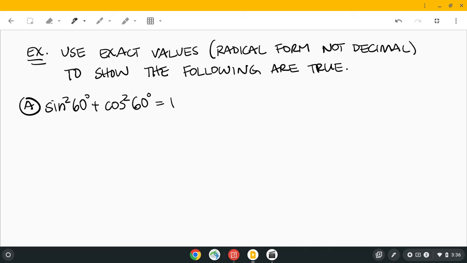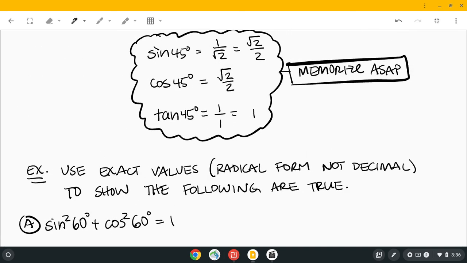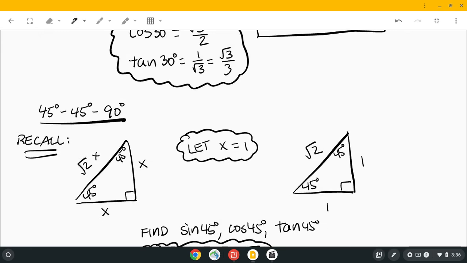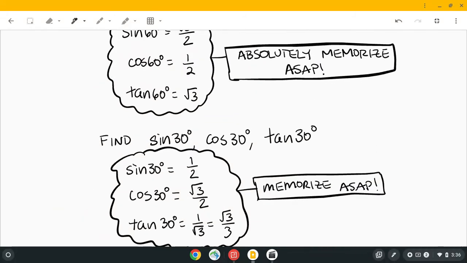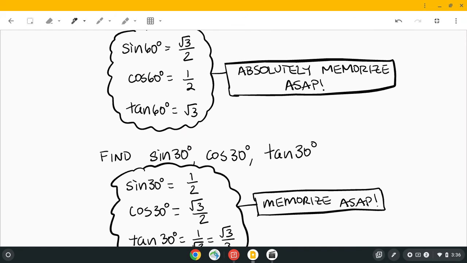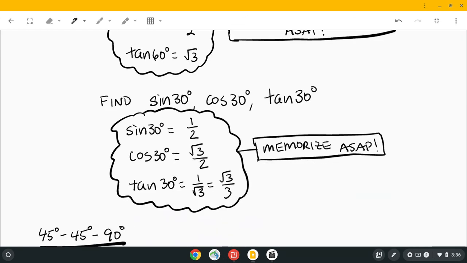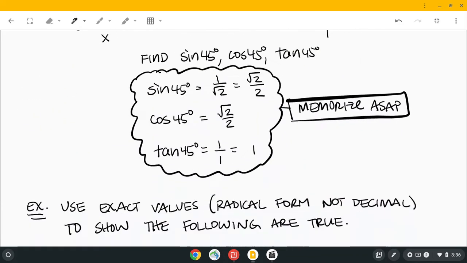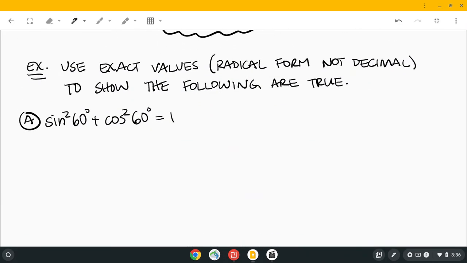Well, let's check. All right, so what is sine of 60? Sine of 60, according to up here, where is it? There it is. Okay, sine of 60 is square root 3 over 2. Cosine of 60 is 1/2. All right, so let's fill that in. Sine of 60 is square root 3 over 2. Cosine 60 is 1/2.